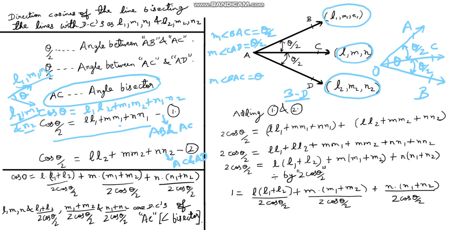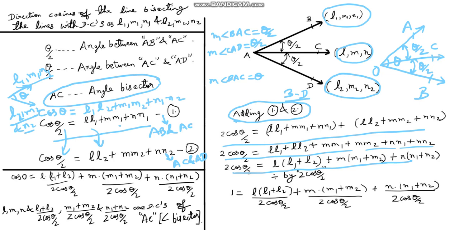When we get these two equations, we add both of them, left hand side with left hand side and right hand side with right hand side. After simplifying, we get this. Once we get this, we divide both the left hand side and the right hand side by 2 cos theta by 2. So the left hand side reduces to 1 and on the right hand side we get this.